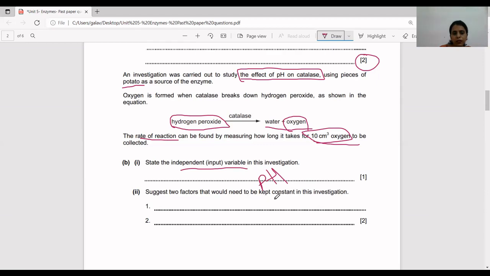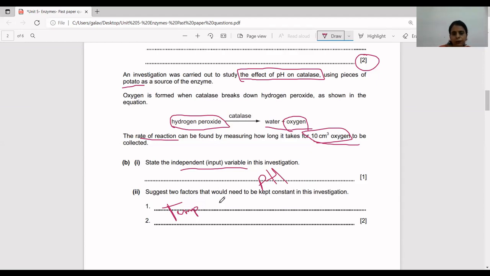Suggest two factors that would need to be kept constant in this investigation. So what are the factors, when you read this entire experiment, that would be kept constant? One very important factor could be temperature. Then here it's shown that the source of enzyme is potato, so you can write down that the constant factor could be the amount of potato or the amount of enzyme.